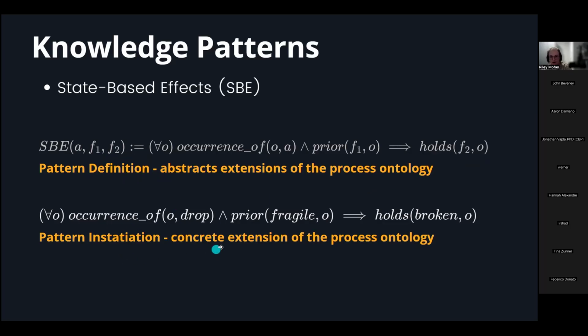So we can say the concrete extension of our process ontology that implements this pattern looks like this, right? We've taken these placeholder free variables and we've used elements of our domain vocabulary to actually instantiate something specific.